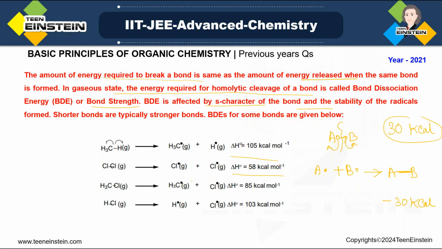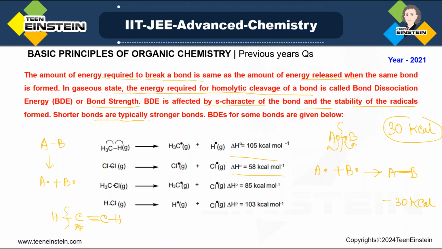And also the bond dissociation energy depends on the stability of radicals. Suppose when you are breaking the bond AB, you are getting A dot and B dot. Now if these radicals are very stable, obviously the bond dissociation energy will not be very high. You can easily break this bond. But if s character of this bond is very high, suppose you are breaking a bond where this carbon is sp hybridized, it will not be very easy. So that is the meaning of this line.